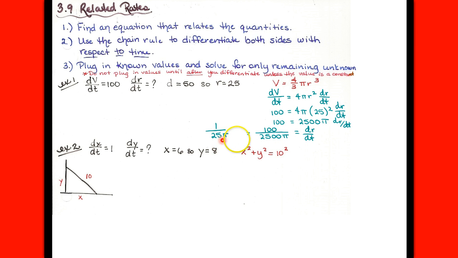And I also need to give a label for my answer. Now, the way that I label my answer is it's just going to be whatever my radius was being measured in over whatever my time was being measured in, because this is dr/dt, right? So my radius was being measured in centimeters and my time was being measured in seconds. So my answer would be in centimeters per second.